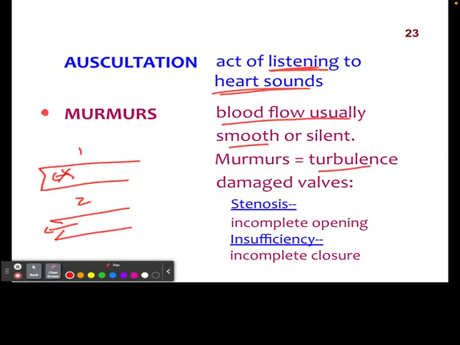So what are some things that might damage these valves? Stenosis is when you incompletely open the valve, so it's not able to completely open. It closes fine, but when the valve is supposed to open, it's not fully opening, and that can change the sound that you're listening to. And then insufficiency is the opposite. Now it's not completely closing. So now you may have the blood go backwards when it's not supposed to go backwards. So there are a couple of reasons why you may hear murmurs. That's just a couple of examples of some terms we should keep in mind.